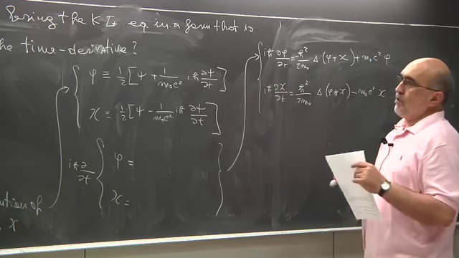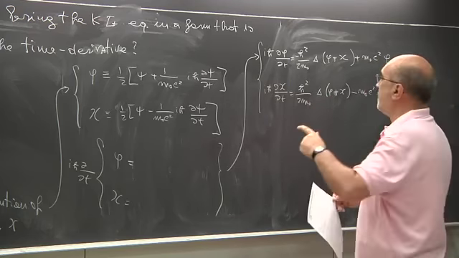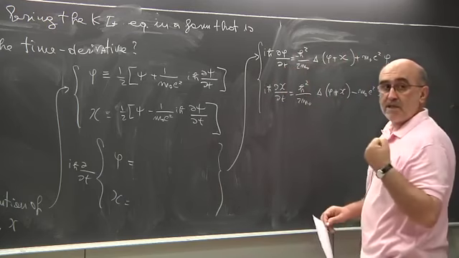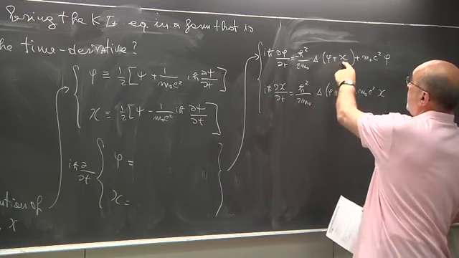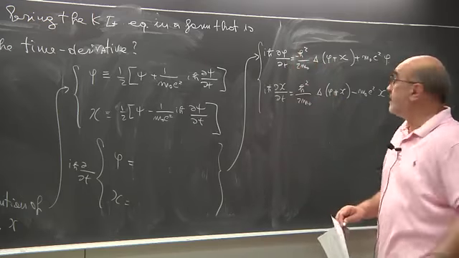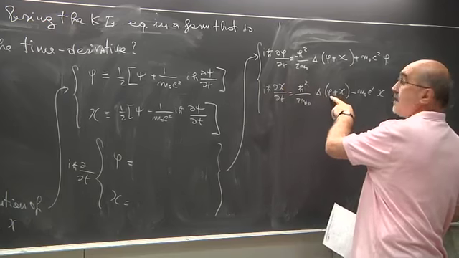Now, this is what we wanted to achieve. We wanted to achieve, in two different fields, a first order equation. These are first order equations. But what is the price we pay? They are coupled first order equations. You see there is a chi here. I could not write this as an equation only of phi. There is a chi here, and vice versa. The equation for chi contains a phi.